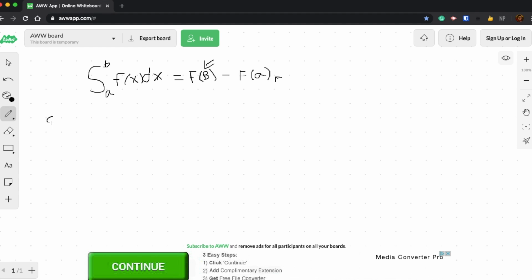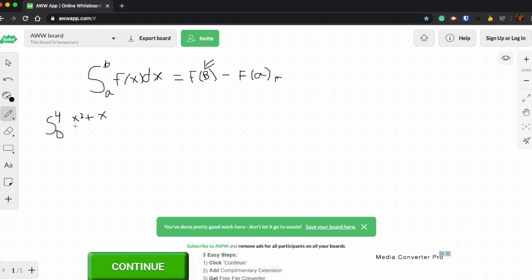So say you had an integral going from 0 to 4 of x squared plus x over the square root of x dx. Now the next step we would want to do in this problem is separate out the x squared over root x, and then the x over root x. This is because then we could use the power rule, take the antiderivative, and then plug in our bounds as said in the formula.